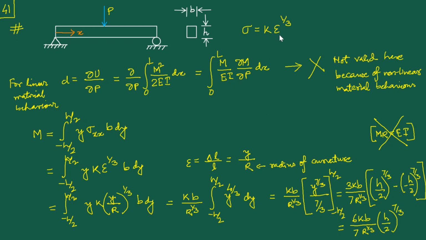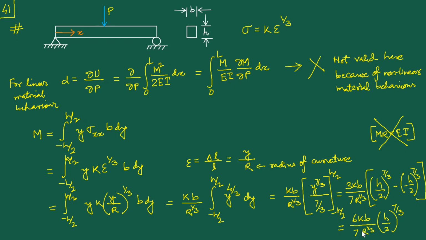See here, for the linear behavior you had M equal to EI divided by R, where E was the material constant, I was the second moment of area, which included within it just the geometrical parameters, and in the denominator you had this R. So M is equal to EI by R. That was for the linear behavior.